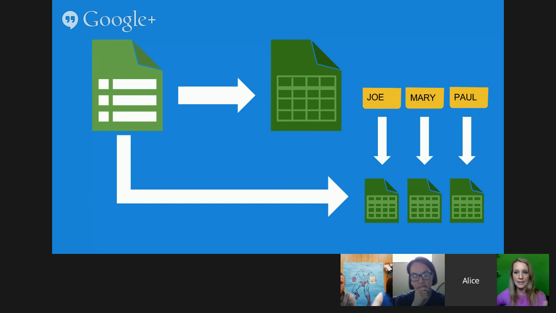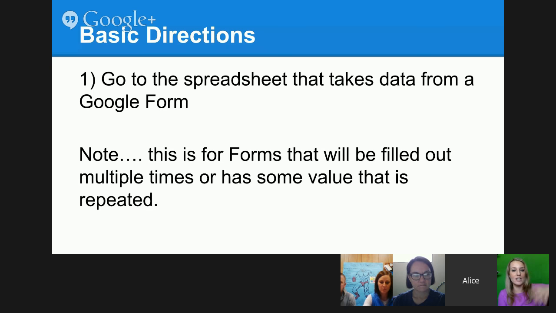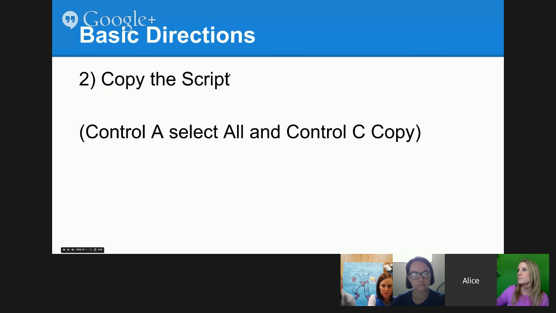So here are the steps, and then we're going to practice them. So basic directions. Number 1. You want to go to the spreadsheet that takes the data from the Google form. Even though you might be using a Google form to collect the information, we don't need the Google form at all. So you can actually do this also if you just have a spreadsheet of data. But what's important is that there's something that repeats that you want to be able to filter by. So it repeats by student, or it repeats by assignment title, or it repeats by teacher. There's something in there that repeats.